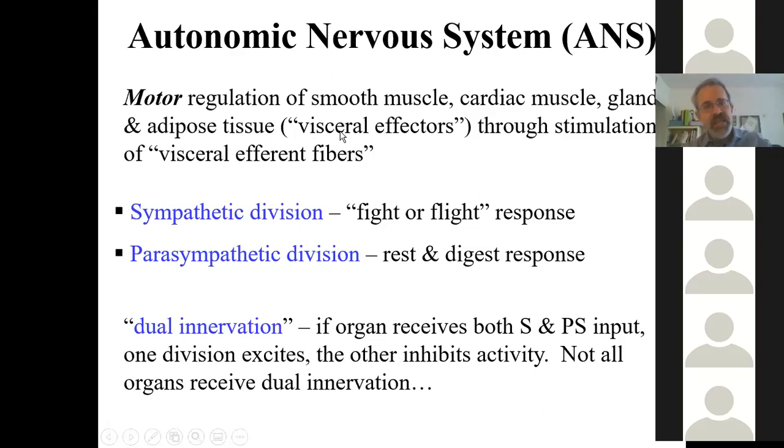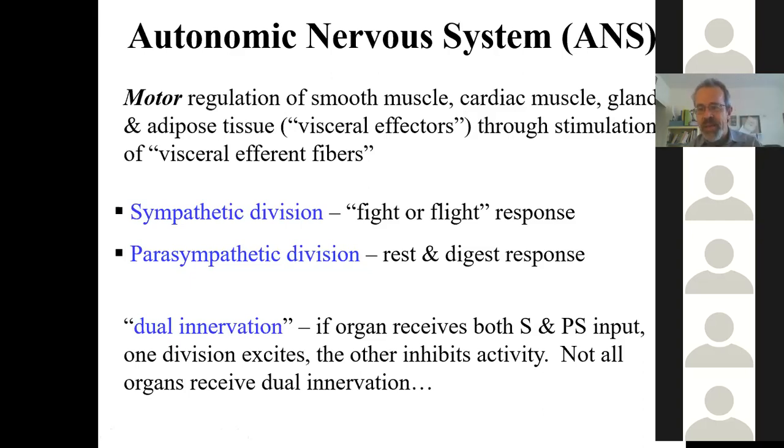Visceral, again, is the opposite of somatic. Somatic refers to skeletal muscle. Visceral refers to all the other internal organs. So this is an efferent pathway, right? Much like somatic, where those nerves are going to skeletal muscle. We have two branches: the sympathetic division, which is fight or flight, and the parasympathetic, rest and digest.